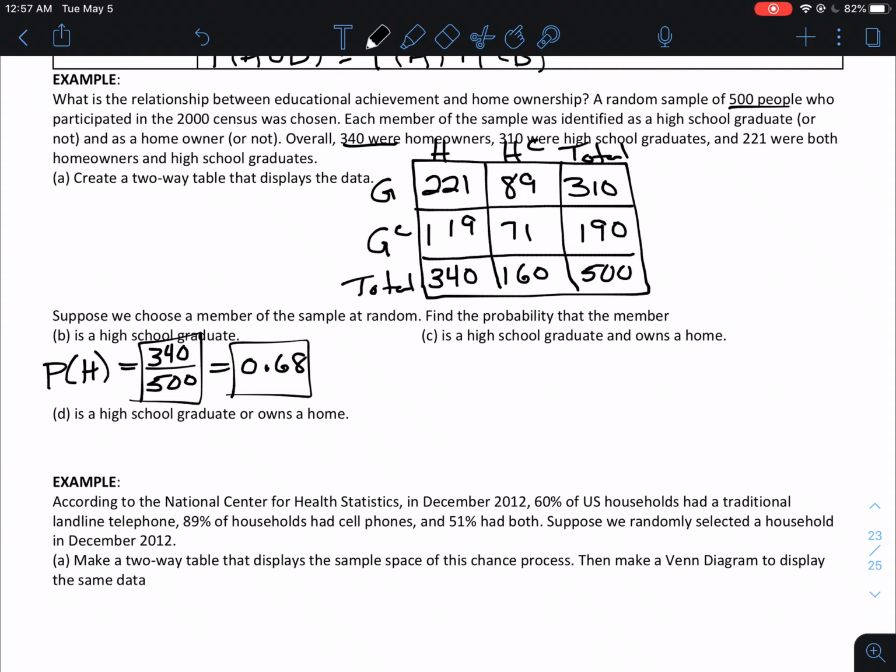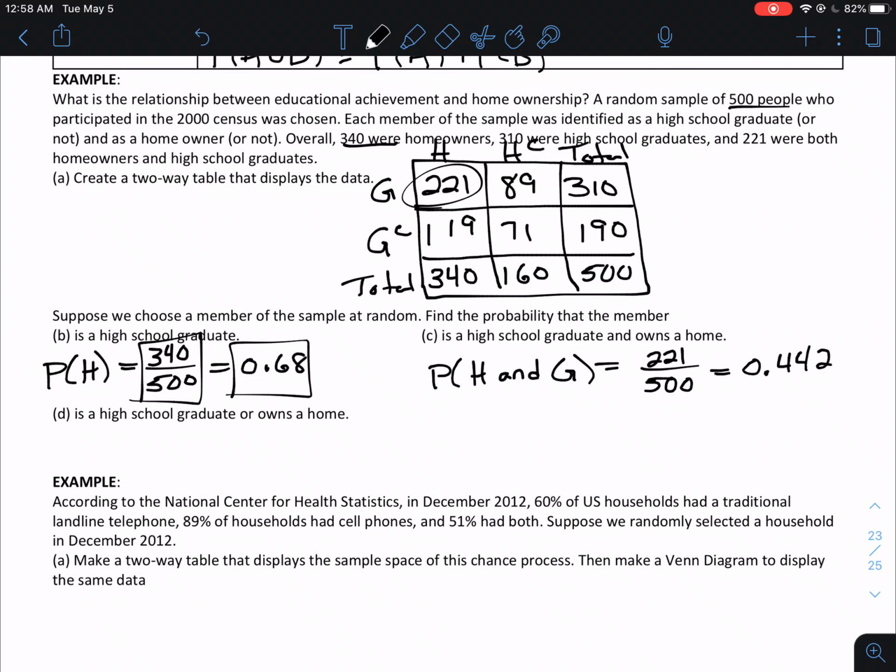Okay, for C, that they are a high school graduate and own a home. So what is the probability of being a high school graduate and a homeowner? So I guess homeowner and high school graduate would be this. To find that out, that would be this 221 out of the total of 500, which as a decimal would be 0.442.